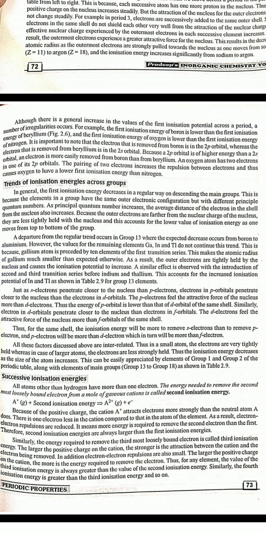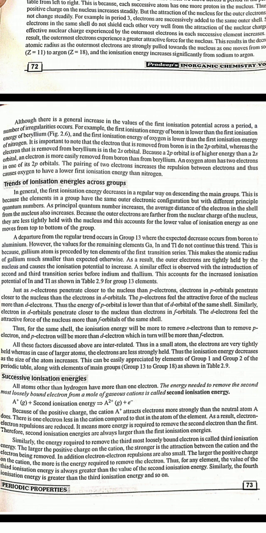A departure from the regular trend occurs in group 13, where the expected decrease occurs from boron to aluminium. However, the values for the remaining elements, gallium, indium, and thallium, do not continue this trend. This is because the gallium atom is preceded by 10 elements of the first transition series. This makes the atomic radius of gallium much smaller than expected otherwise. As a result, the outer electrons are tightly held by the nucleus, causing the ionization energy to increase. A similar effect is observed with the introduction of the second and third transition series before indium and thallium. This accounts for the increased ionization energy of indium and thallium shown for group 13 elements.